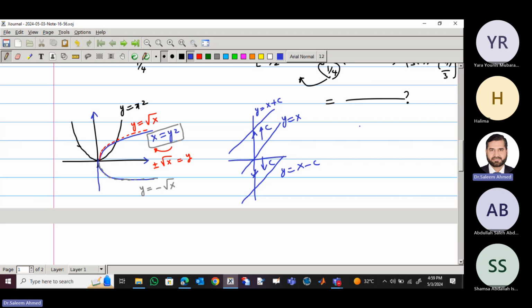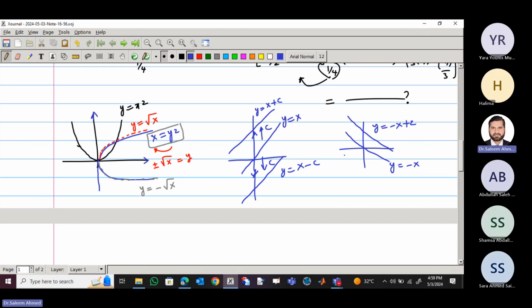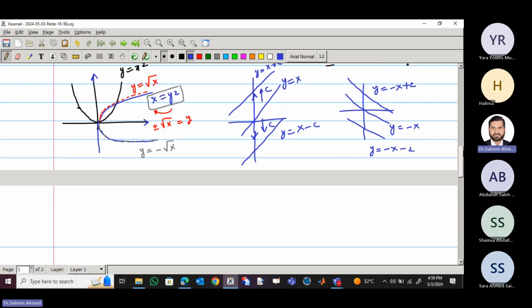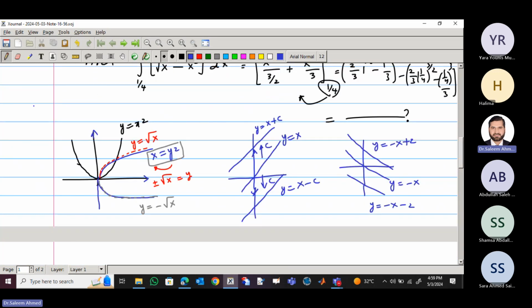So these are straight lines. If you have a minus sign with x, then it comes down. This is y is equal to minus x. If you add something to it, it remains minus x plus some number. If you go down, it will be minus x minus some number, 1, 2, 3, whatever. So these are straight lines, and some useful graphs that you can remember.